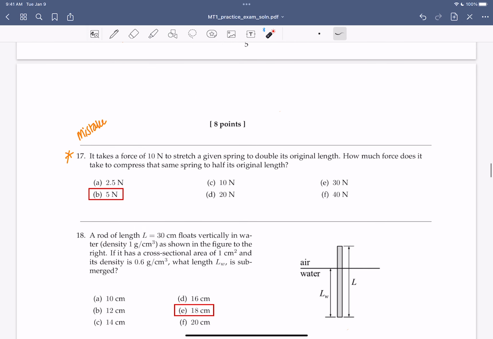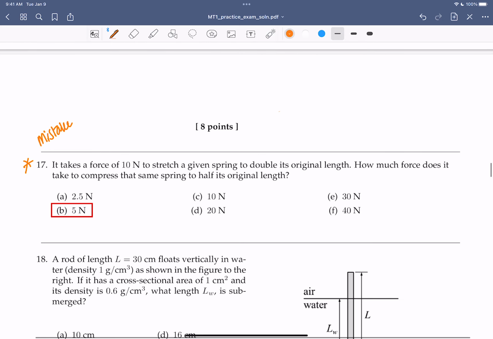But for 17. It says, it takes a force of 10 newtons to stretch a given spring to double its original length. How much force does it take to compress that same spring to half its original length? So we know the force here for the spring should be the spring force, so F equals kx, right? That's our spring force. So we know that the spring force is 10 newtons to stretch a given spring to double its original length.